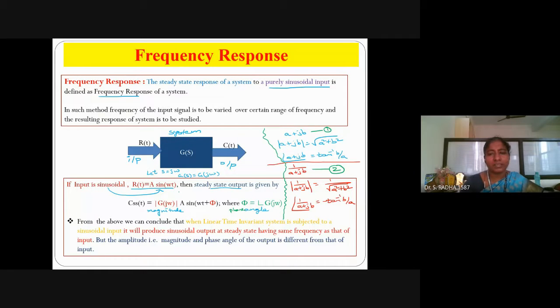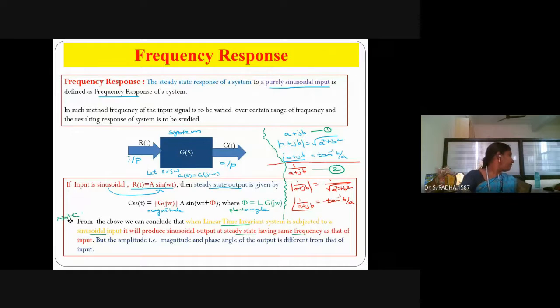So we can see that in an LTI system, when input is sinusoidal, the output, steady state output, will have the frequency same as the input. Okay, frequency same as the input. However, the magnitude and phase angle will differ. This is an important point. Okay, this is an important point.